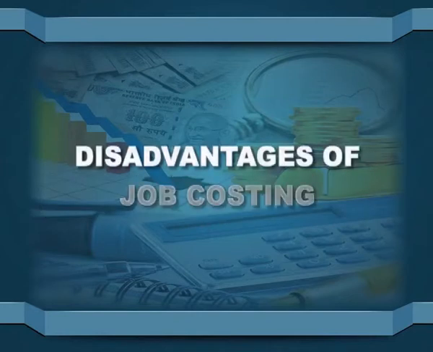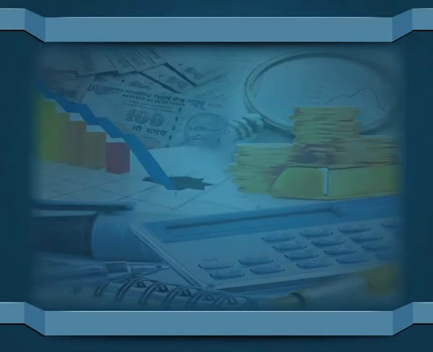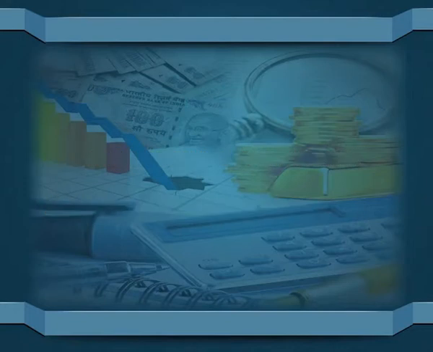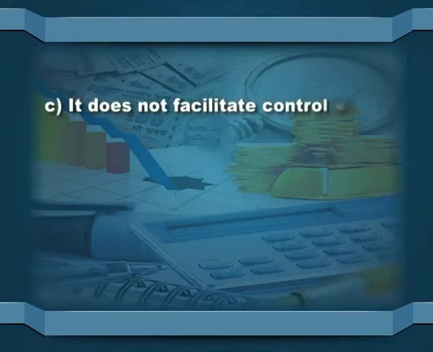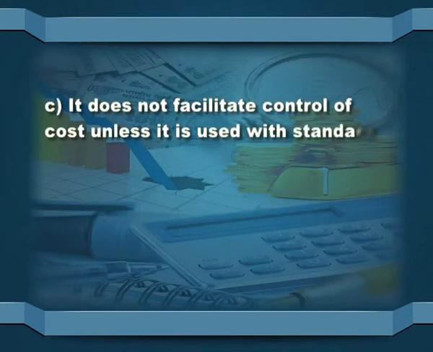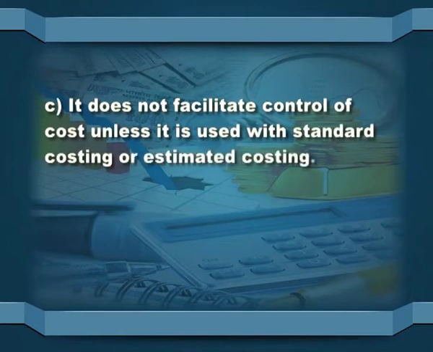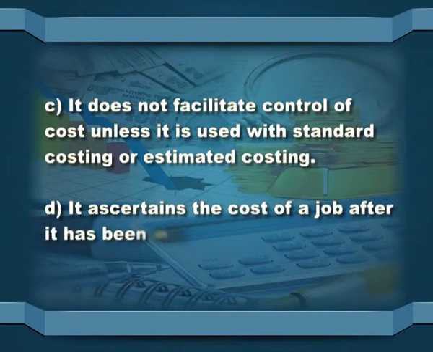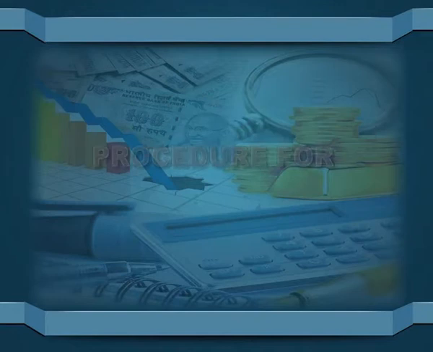What are the disadvantages of job costing? A. A lot of clerical work is involved. B. It is an expensive process. C. It does not facilitate control of cost unless it is used with standard costing or estimated costing. And D. It ascertains the cost of a job after it has been manufactured.